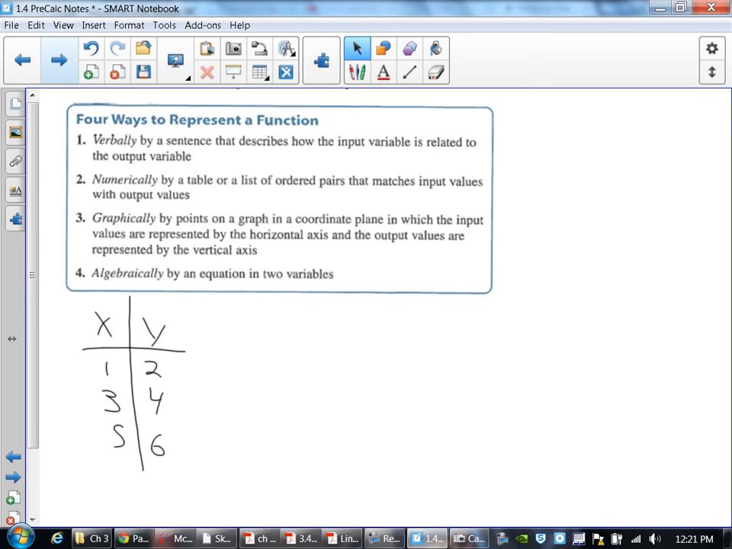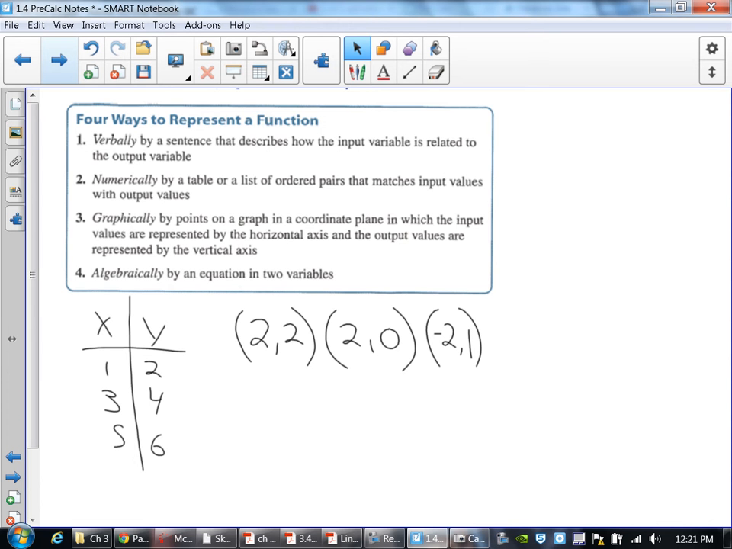No. If you went through it again with ordered pairs, (2, 2), (2, 0), (-2, 1). Would that be a function? Why?